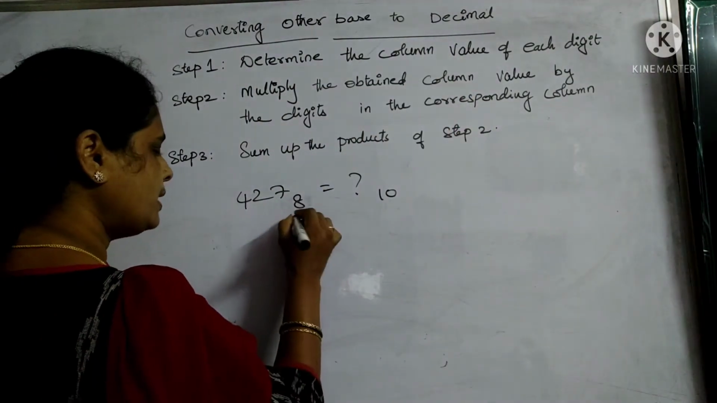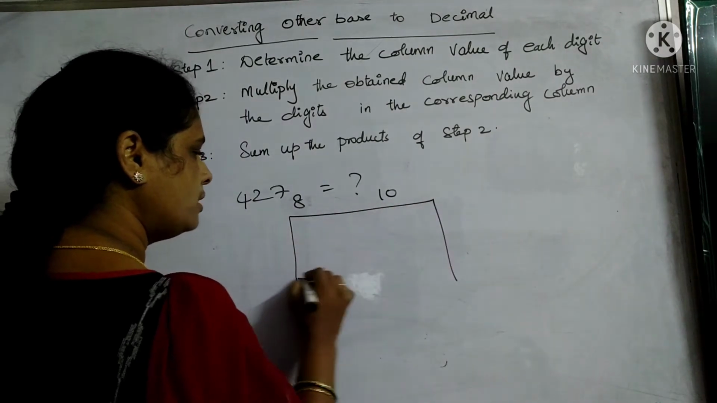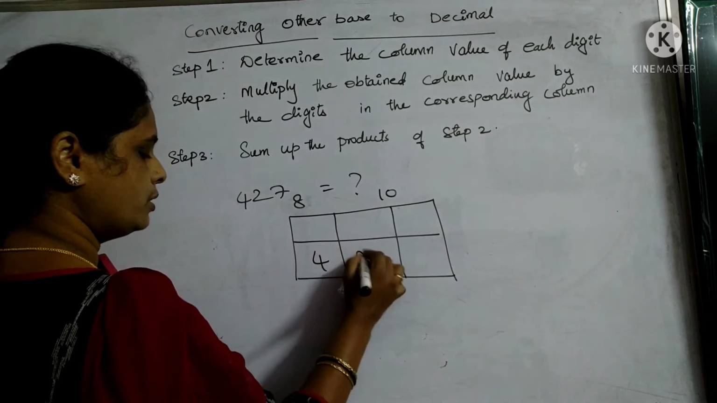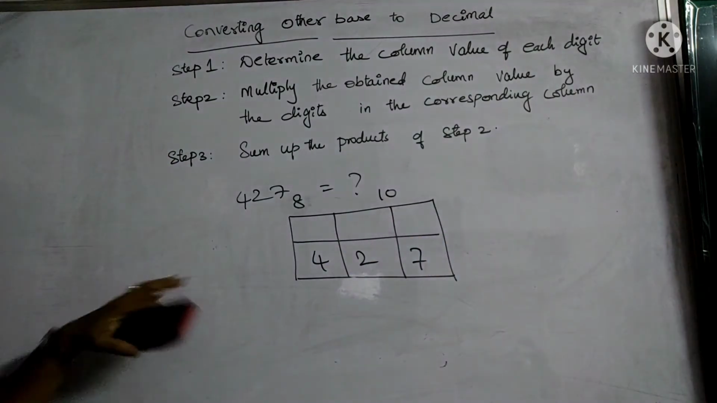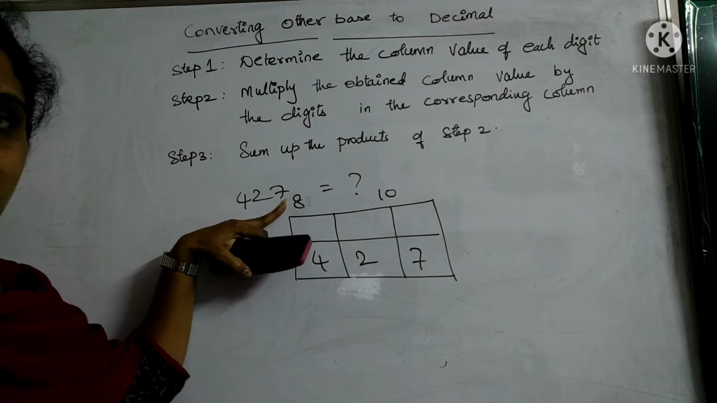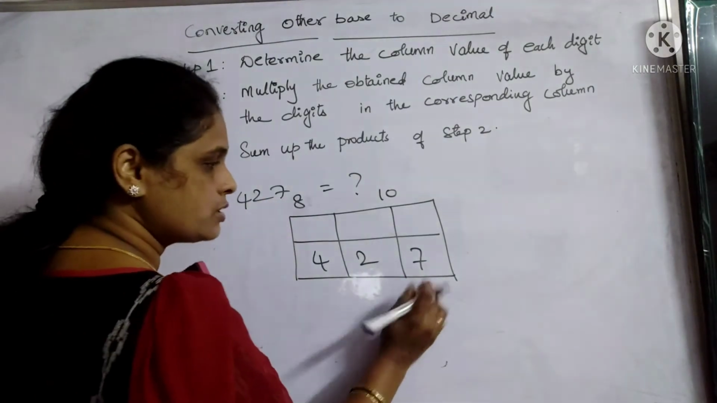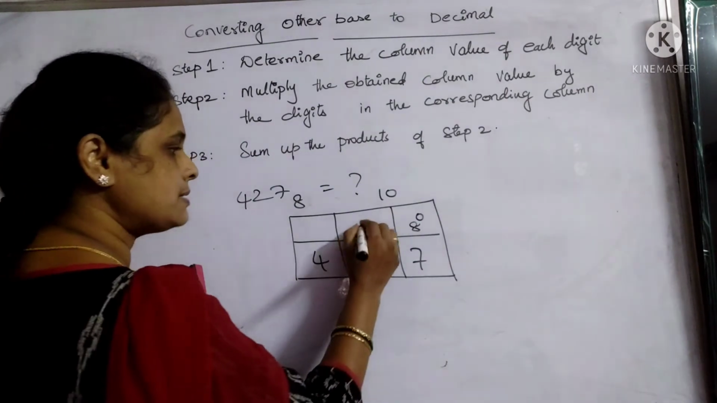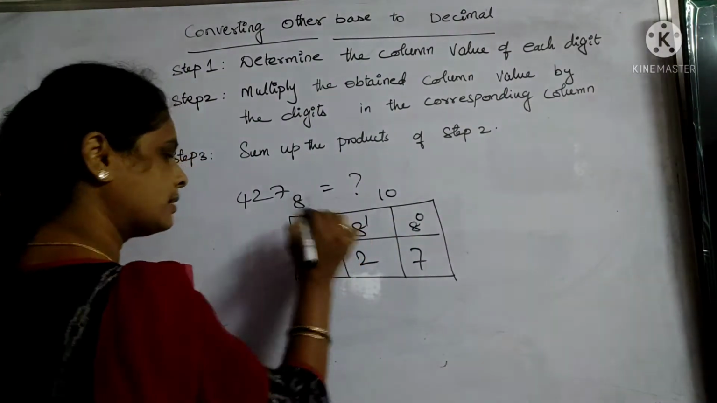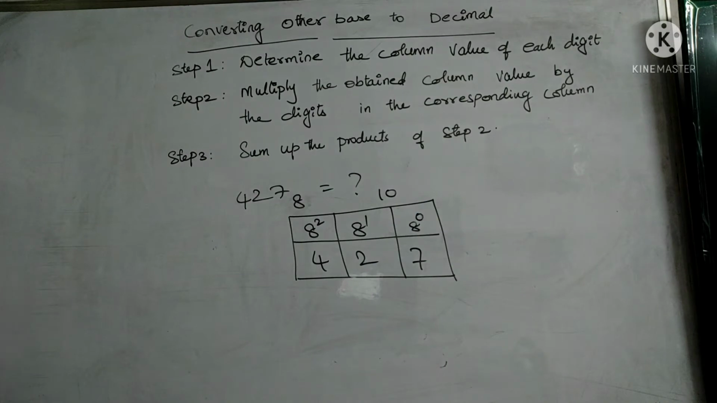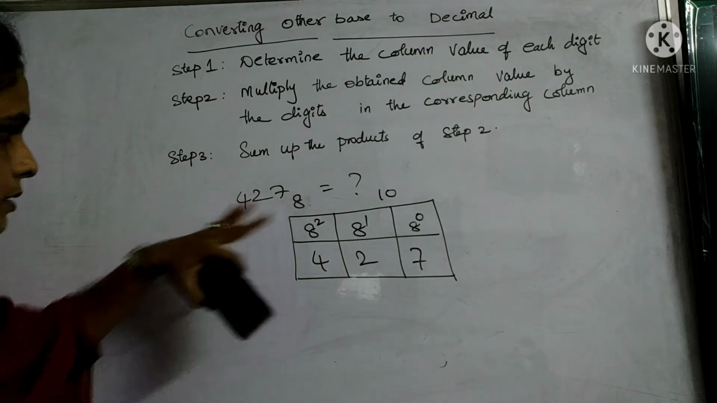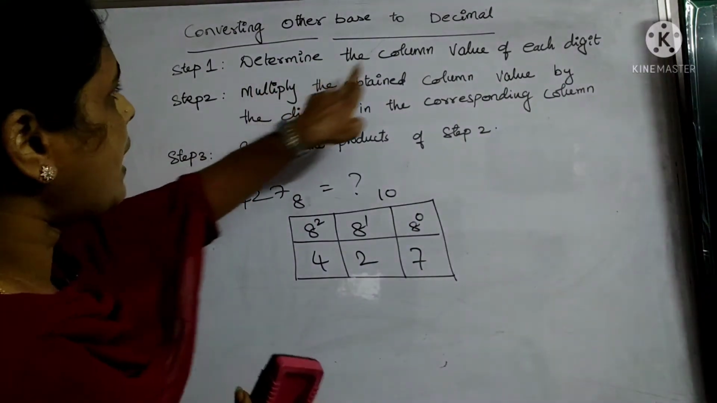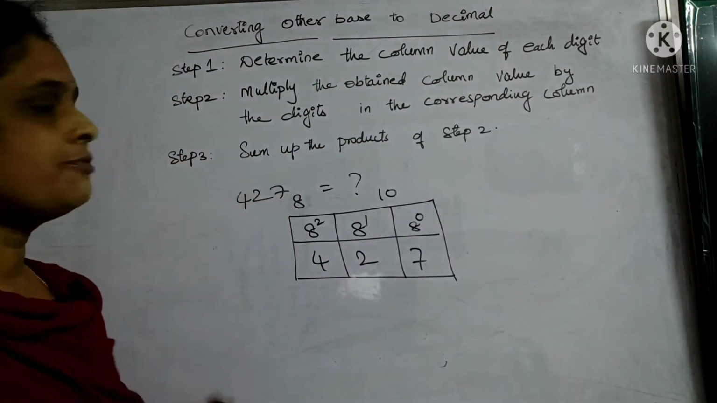Before doing that, let us first write it down. What is it? 427. Okay. Then, because it is in base 8, this is in the zeroth place, 8 power 0, this is in the ones place, 8 power 1, and 8 power 2. Now, that is the first step. First step is completed. That is, I have found the column values.